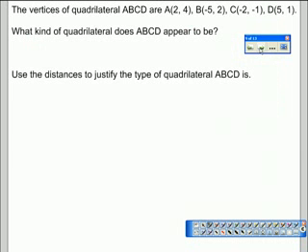The vertices of quadrilateral ABCD are at A (2, 4), B (-5, 2), C (-2, -1), and D (5, 1). What kind of quadrilateral does ABCD appear to be? So that's the first question. What does it look like? Unfortunately, in geometry, you cannot just prove something by what it looks like. You have to have some kind of justification. Then we're going to use distances to justify the type of quadrilateral ABCD is.